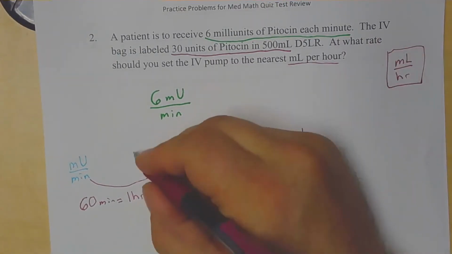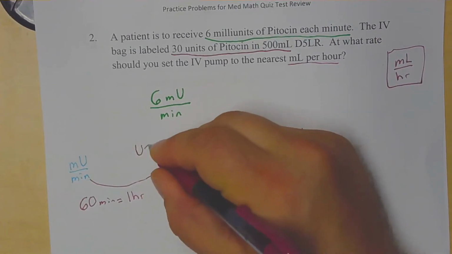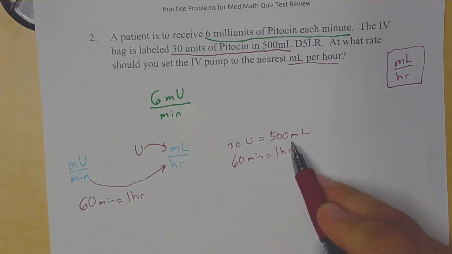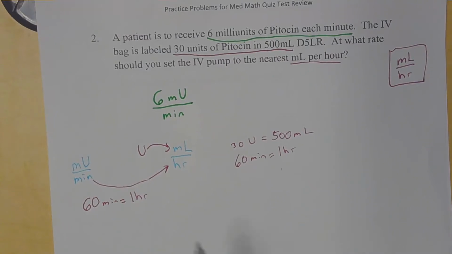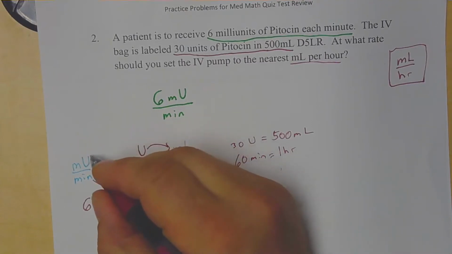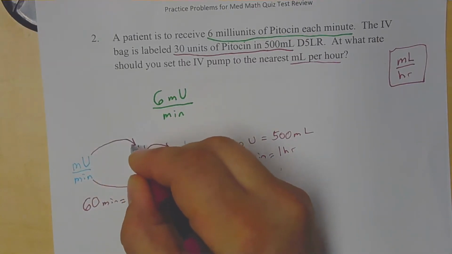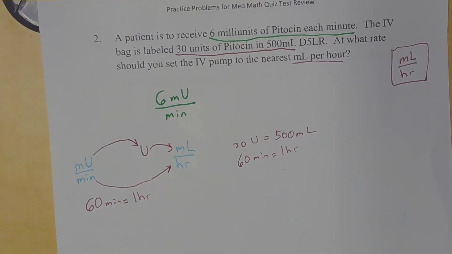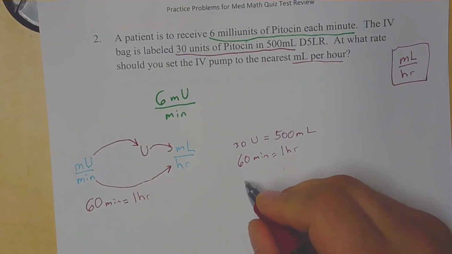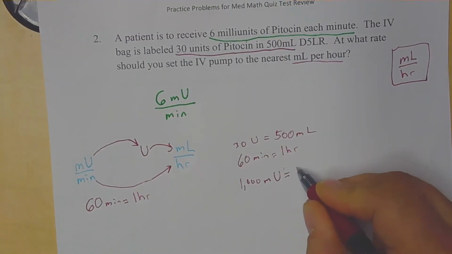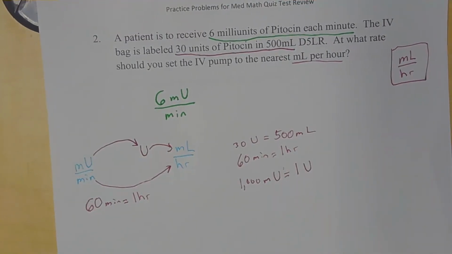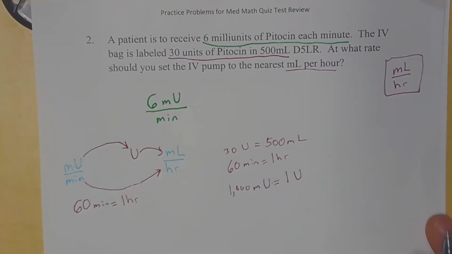That means I can go from units to milliliters because of this relationship. If I know the units, I can turn it into milliliters. But I'm starting with milliunits. This is a good thing. I got milliunits and units. Anytime you've got that prefix, milli or micro or kilo, I can always convert them using the universal fact that there are 1,000 milli anything, so milliunits, in 1 unit. We know that. That's universally true, it's always true.